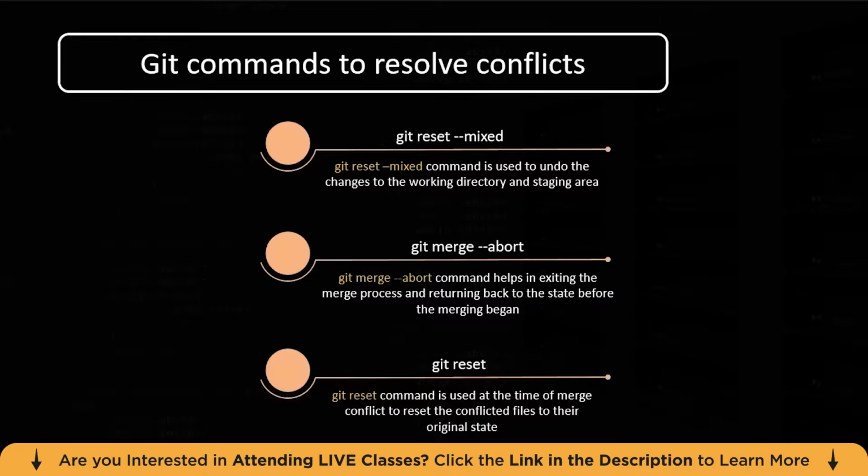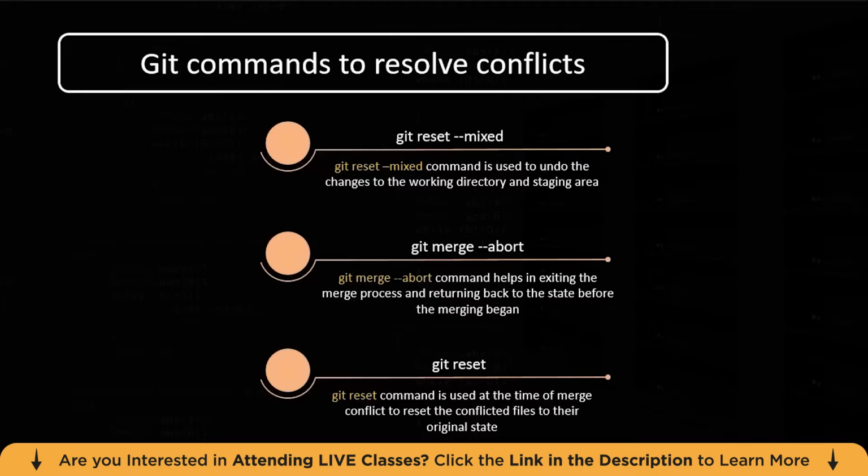And the last one is git reset. So the git reset command is used at the time of merge conflicts to reset the conflicted file, so that we can go back to the previous situation, or the state before the merge activity was started. So git reset will eventually help me reset all the files which are in the conflicted area, and the latest files will be checked out and will replace them.